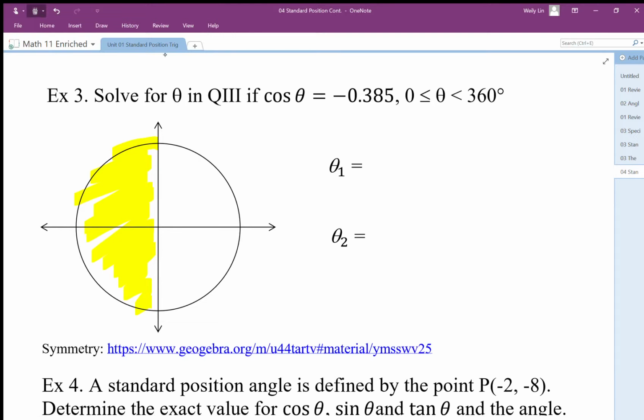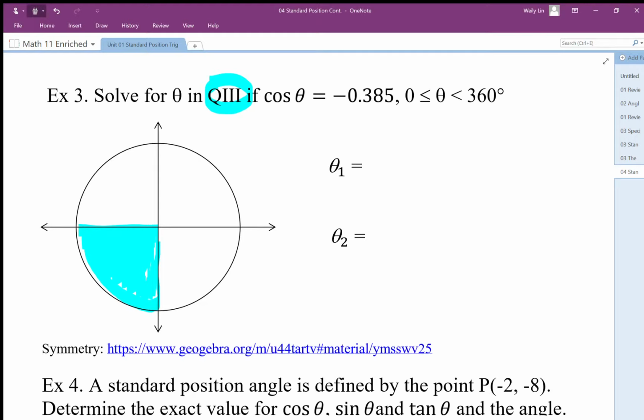Okay, so we're given the quadrant here. So we know that it must reside in quadrant 3. And we can ignore the possibility that it could be in quadrant 2. Although cosine can be in quadrant 2, we're just going to say it's going to be in quadrant 3. So when we solve for this angle then, I can just draw.